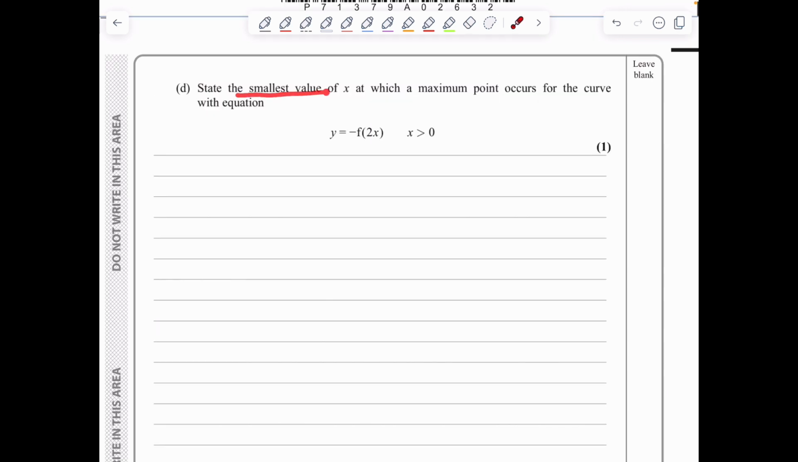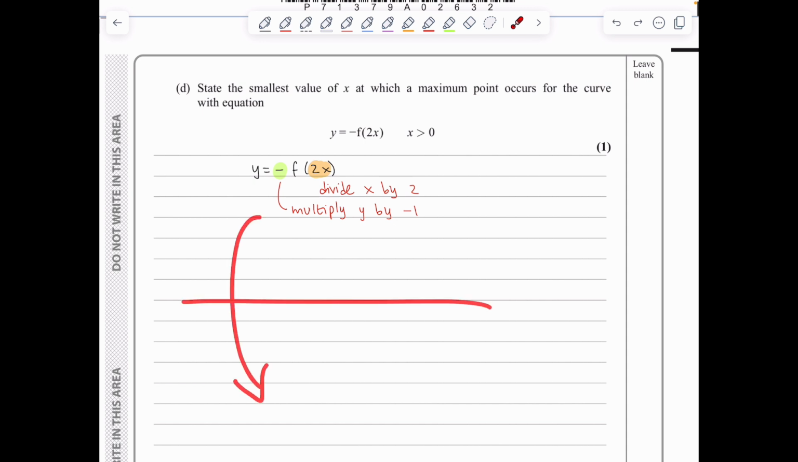In part D, we are asked to state the smallest value of x at which a maximum point occurs for the curve with the equation y is minus f of 2x. Well, let's start by considering what transformations we're dealing with. The 2x here means that the x's are divided by 2, whereas the negative sign outside simply means that we're multiplying the y by negative 1.